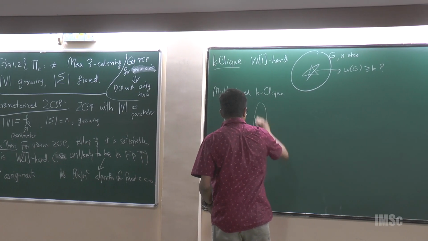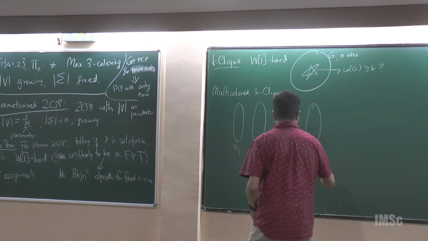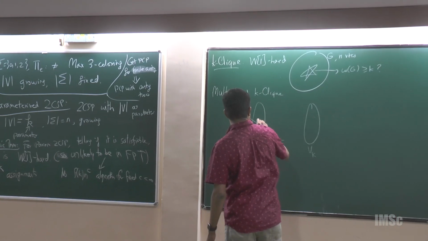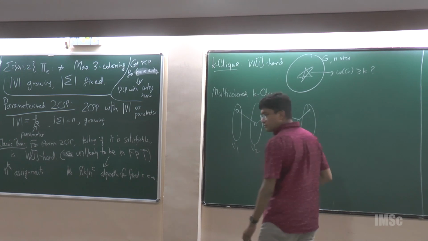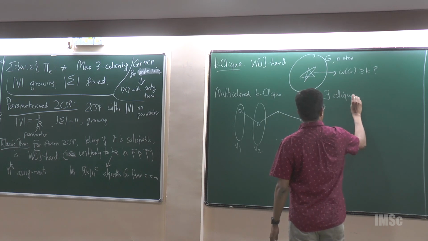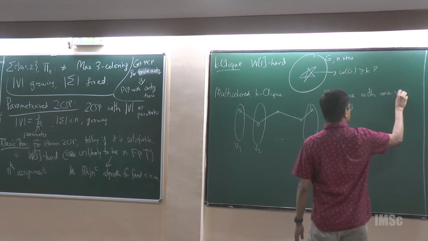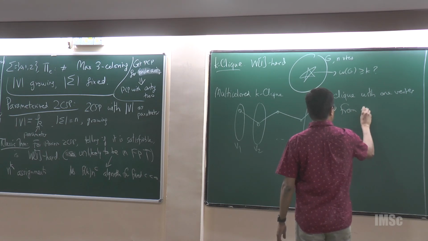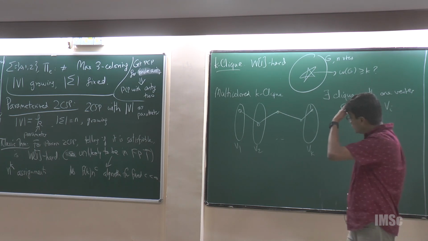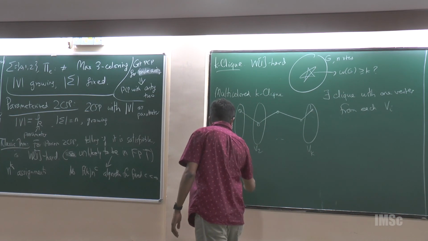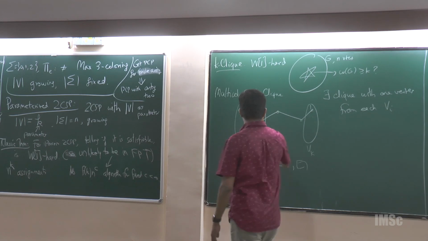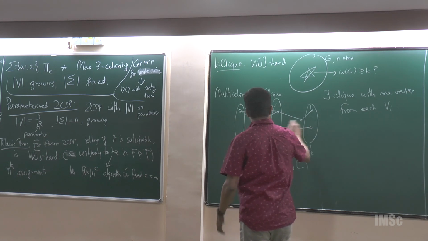I'm going to give you a graph, but now its vertices are going to be partitioned into k parts, V1 to Vk. And you're asking, is there a clique which picks one vertex from each of these? Okay, so is there a clique with one vertex from each Vi? And you're given the graph with the partition. Okay? So G is basically V1 disjoint union V2, and so on. You can have edges all over.